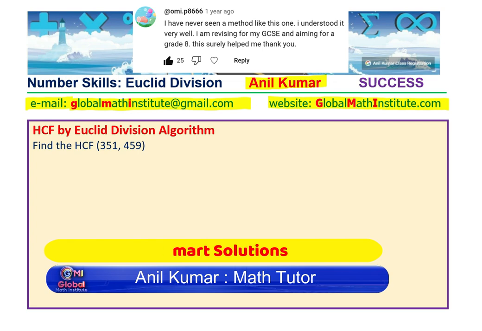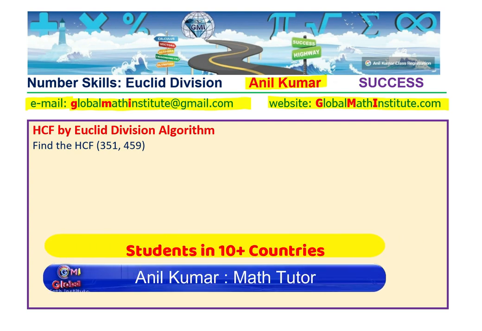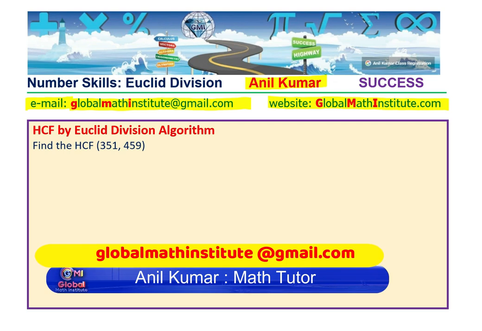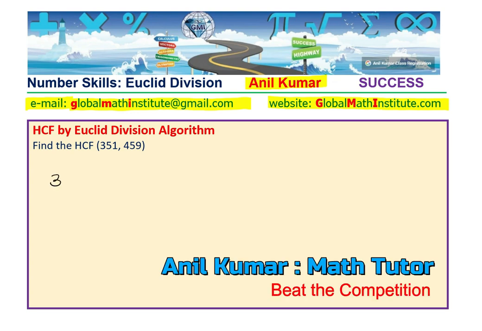Here are two numbers, 351 and 459. Let us see how we find the HCF between these two numbers. Euclid division is a repeated process where the remainder and the quotient divide into one another constantly. So now let's try to understand the process of Euclid division. Two numbers are 351 and 459. We'll divide the bigger number, which is 459, by the smaller number 351.